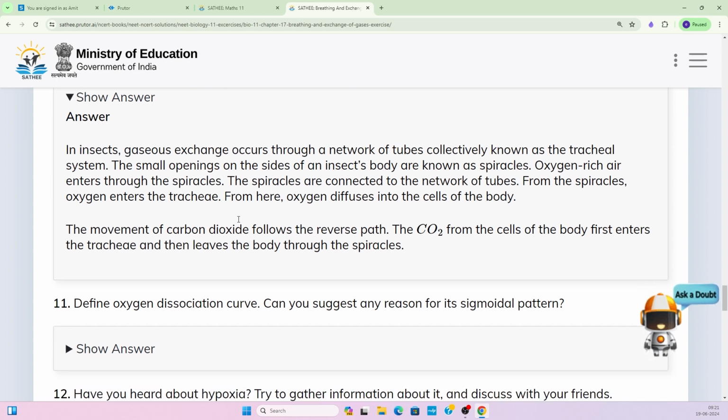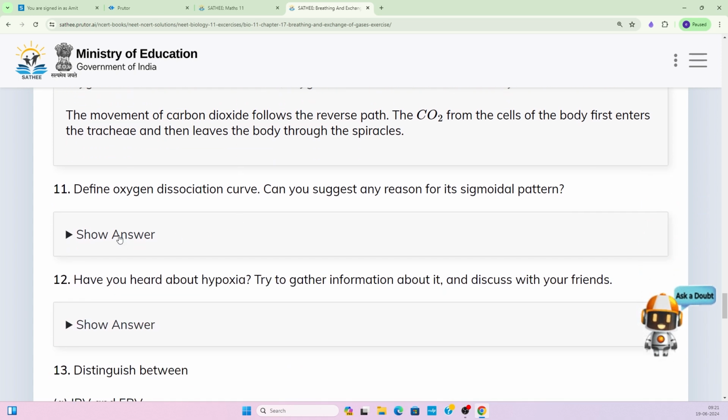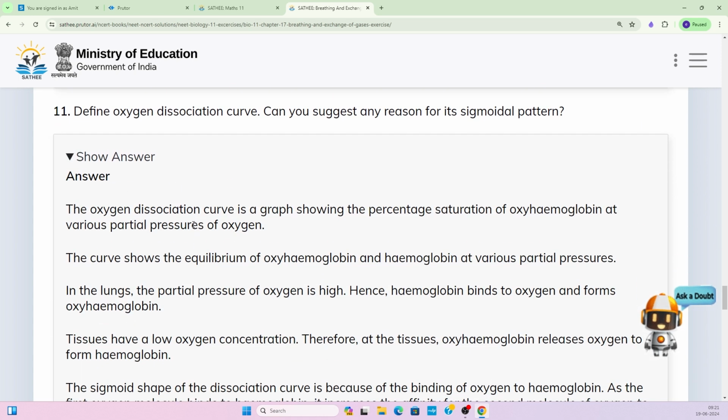Okay, so moving to our next question. Define oxygen dissociation curve. Can you suggest any reason for the sigmoidal pattern? This is also one of the very important questions from this chapter. The oxygen dissociation curve is a graph showing the percentage saturation of oxyhemoglobin at various partial pressures of oxygen.